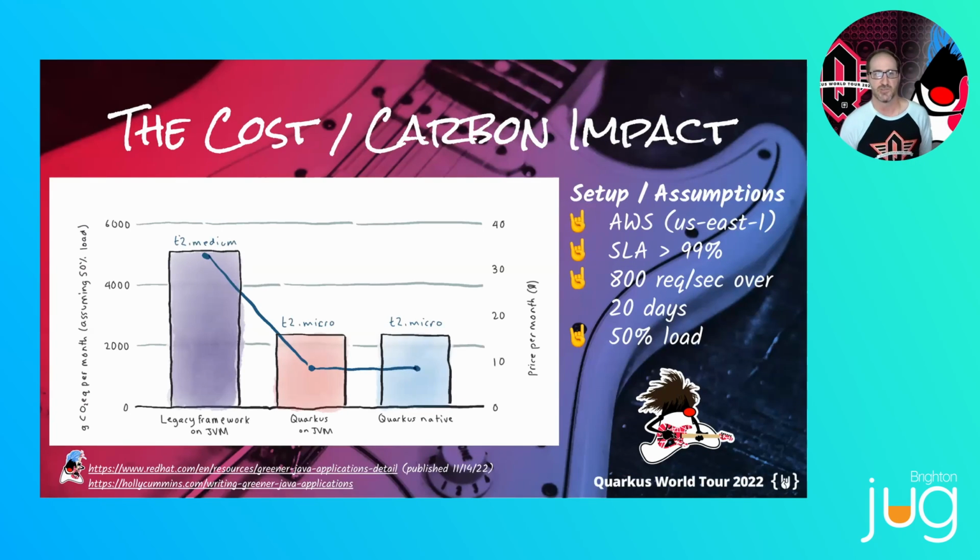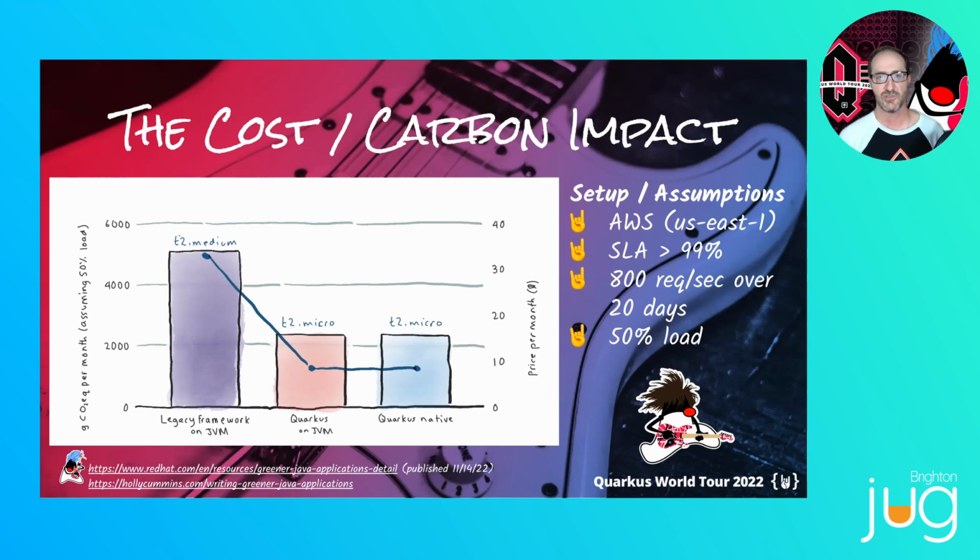This is kind of interesting, this was actually just published yesterday. We, Red Hat, have been looking at this, and actually Holly Cummins was the one who did this. If you're interested in the full talk, there's a whole hour talk behind this that she did at the Dublin JUG a couple of weeks ago, and the link is down the bottom there if you want to go watch it. It looks at cost and carbon impact: are my applications green applications? How can I reduce the carbon footprint of my Java applications?